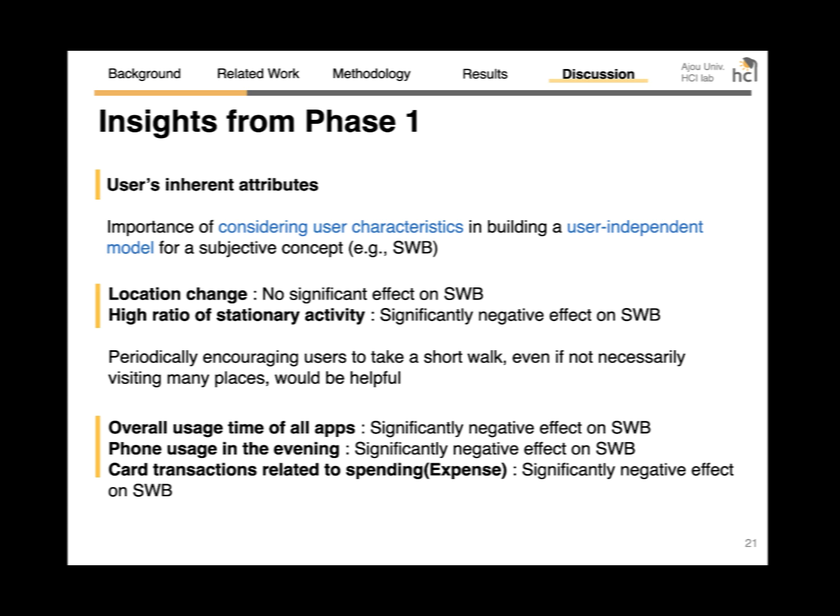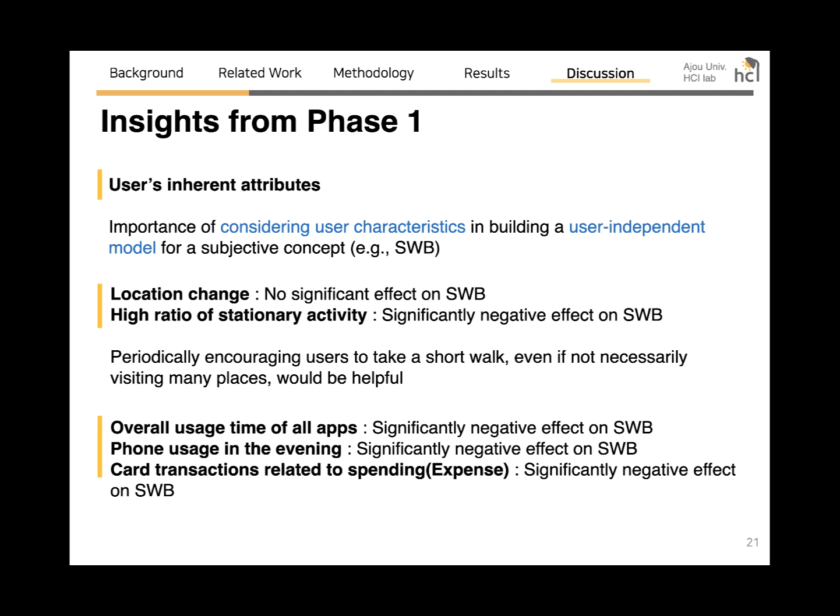We are now presenting some possible examples from our model research to increase or maintain people's subjective well-being. First, from the results in phase 1, we were able to confirm that location change is not strongly related to subjective well-being, but a high ratio of static activity has a strong negative effect on subjective well-being. With this result, we can provide feedback such as periodically encouraging users to take a short walk, even if not necessarily visiting many places.